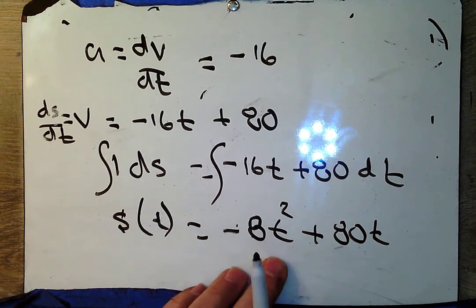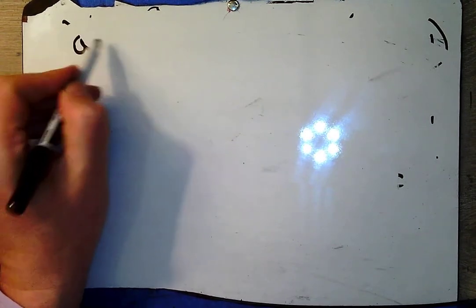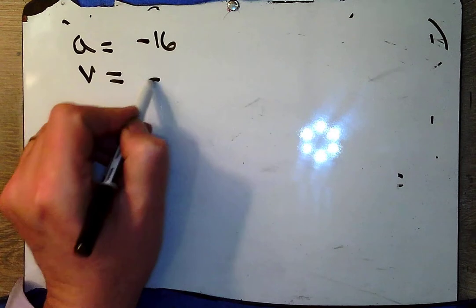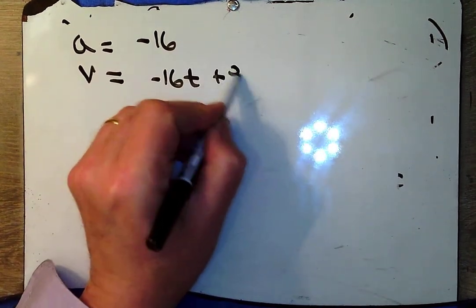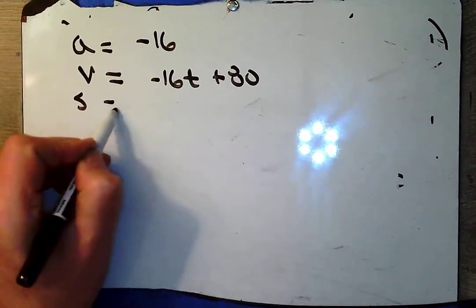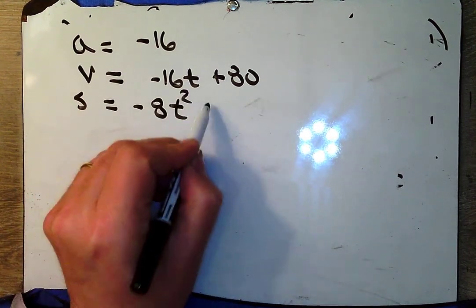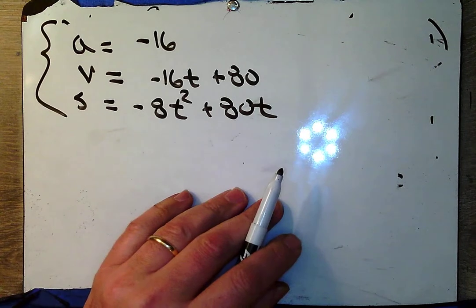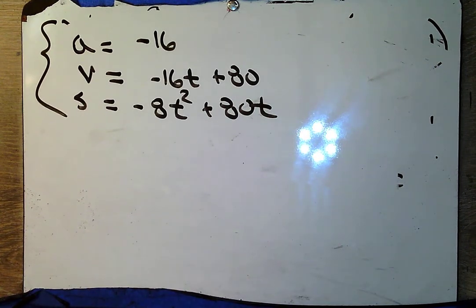Great. So now we've got these functions, right? We've got that a is negative 16. We have that v is negative 16t plus 80. And we've got s is negative 8t squared plus 80t. So I've got all those. Let's see what else they ask. How far does the car travel while stopping?